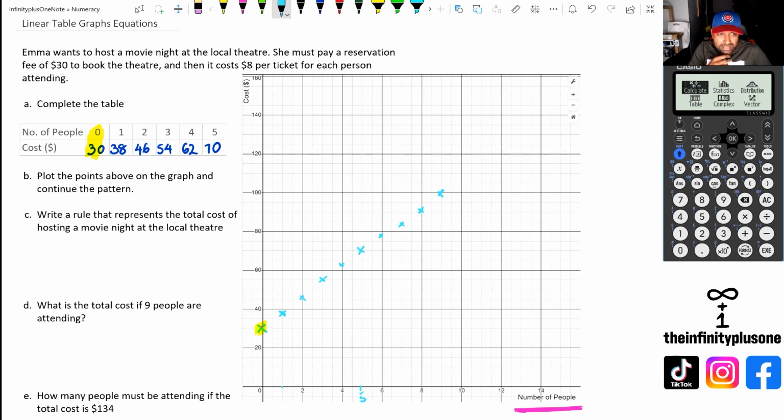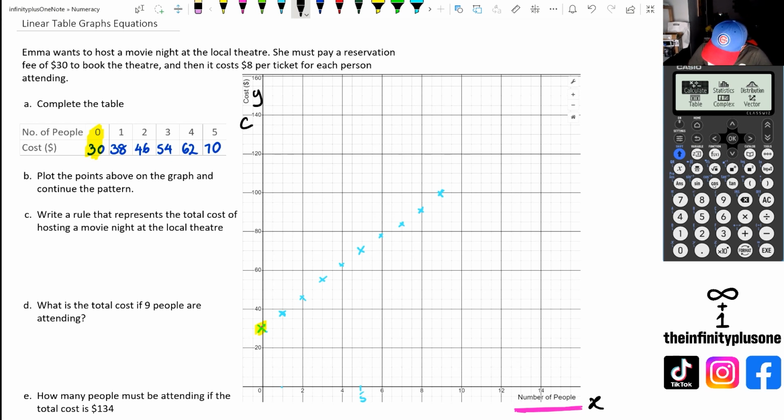Now going to part C. Part C says, write a rule that represents the total cost here. We can write this as y and x because we know that this is the y-axis and this is the x-axis. But because we've already got cost, I'm going to put this as big C.